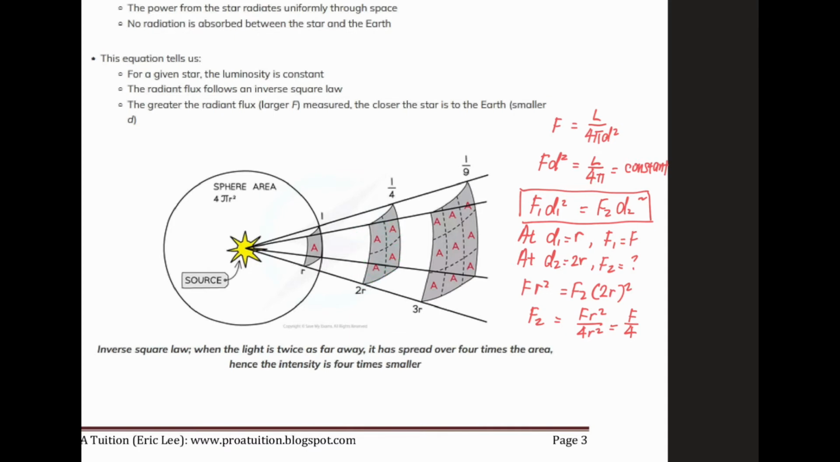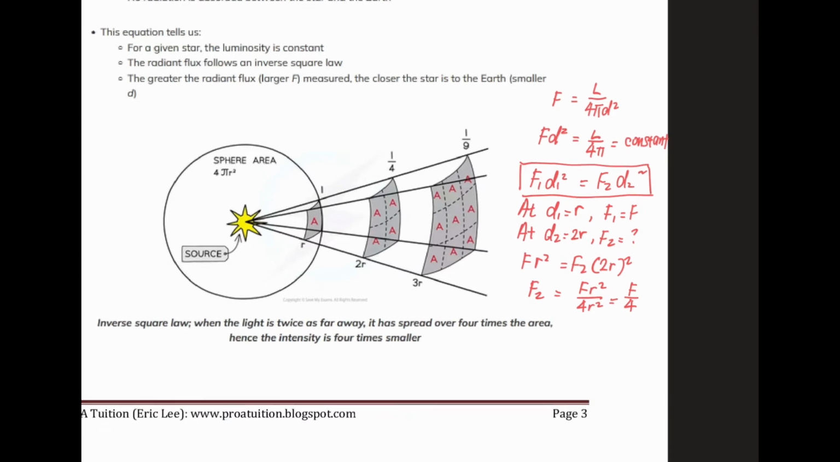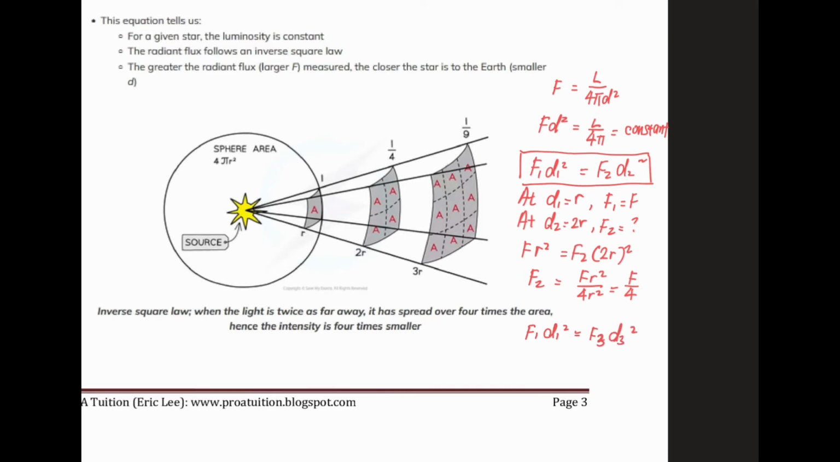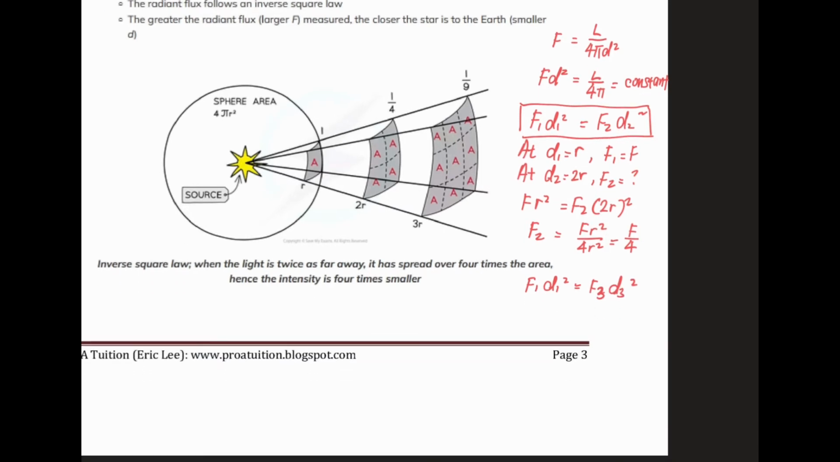Okay, so likewise, if it's 3r, let's say I have F1 d1 square equal to F3 d3 square. Now for d3 I use 3r, so you see the difference. Let's say this is F, this is r square, F3, and this one I change to 3r, then you can get your F3. Your F3 is F r square over 9r square.